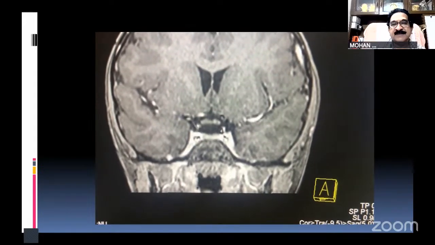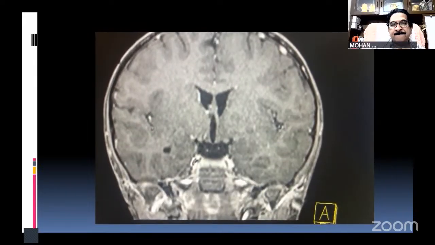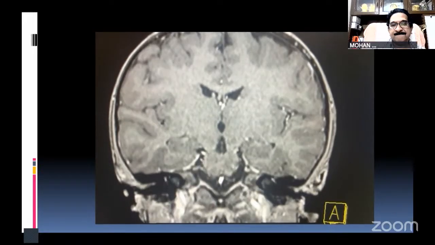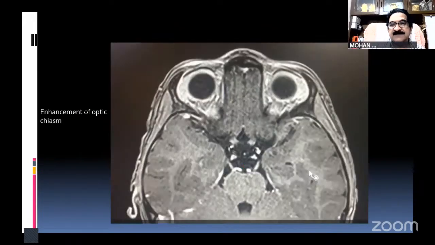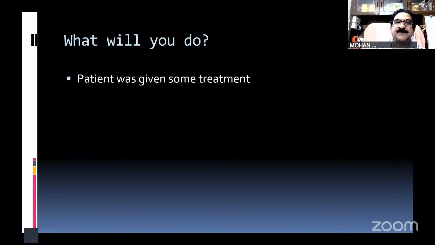This is the coronal cut. This is the enhancing fifth nerve on both sides. And that is the seventh nerve enhancement on the left side. And there is also some degree of enhancement of the optic chiasm. Fifth, seventh, third cranial nerves as well as optic chiasm. So what will you do now?